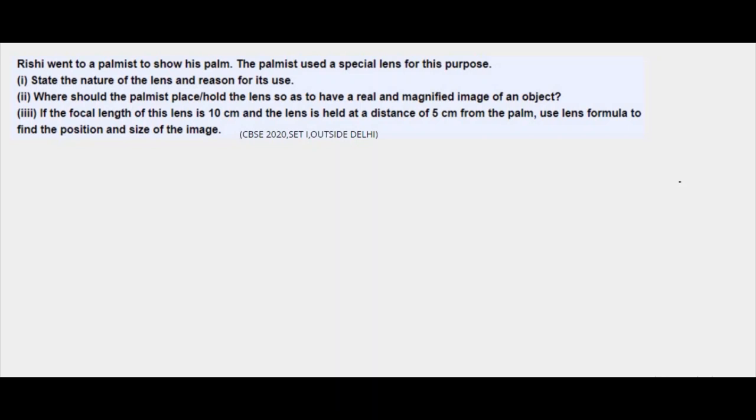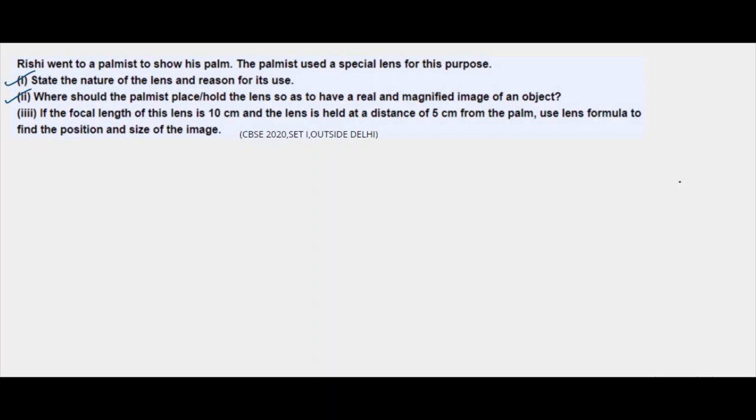Let's take up the next question. So the next question is, Rishi went to a palmist to show his palm. The palmist used a special lens for this purpose. State the nature of the lens and reason for its use.